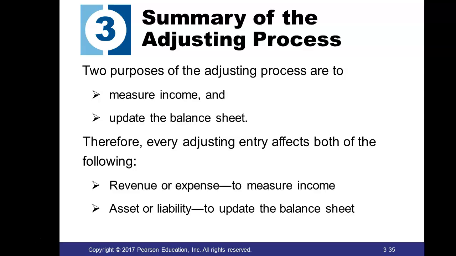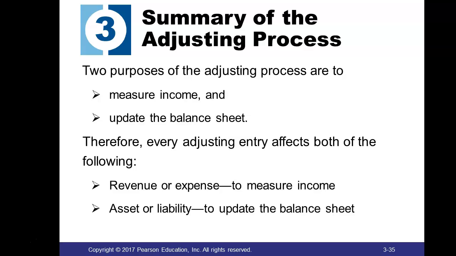Again, we know the general types of adjusting entries that will need to be recorded in the different categories. Now, let's talk about what we are doing and why we are doing it. The purpose of adjusting is going to be to measure income and also to update the balance sheet. Again, the balance sheet really is about the residual. It's going to be assets equal to liabilities plus equity. So we have to make certain that our balance sheet accounts are accurate.